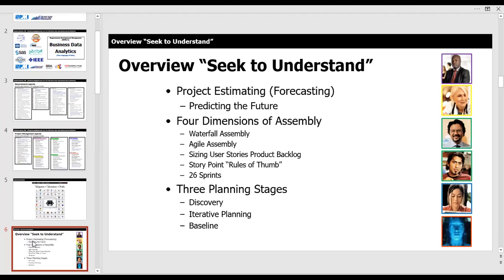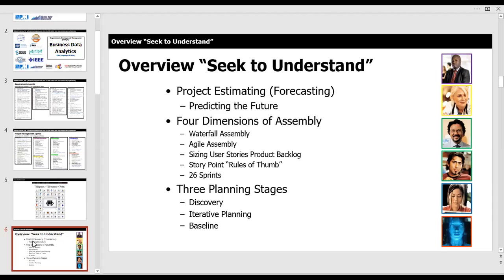That's for another day. In this particular day, I want to focus on estimating, which is really forecasting or predicting the future. We covered previously Waterfall versus Agile, but I want to revisit that and talk about what I call the 4 dimensions of assembly. So we're going to talk about Waterfall Assembly, Agile Assembly, sizing user stories to build a product backlog, story points, rules of thumb, and then very quickly this concept of 26 sprints.